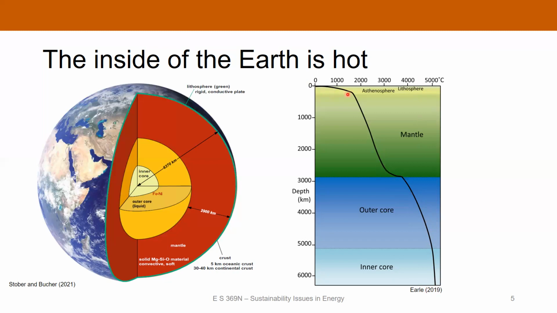So we're taking advantage of the fact that there's a lot of heat in the middle of the Earth, and some of it reaches the surface, and we can drill wells and take advantage of that heat.